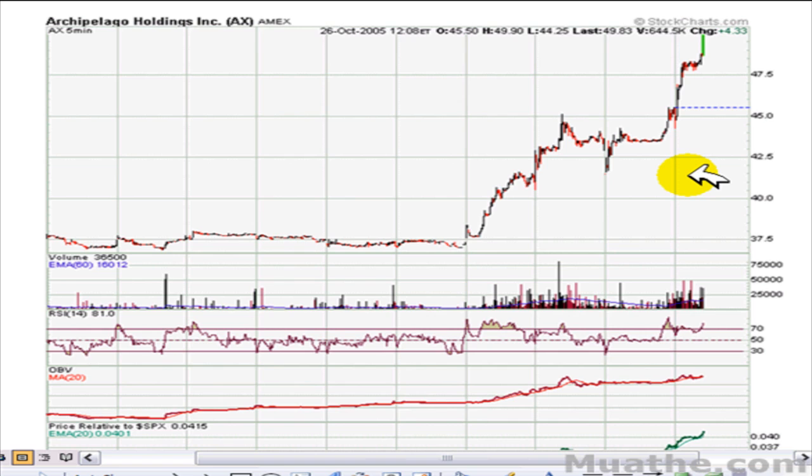Now this is the one from a prior chart. Again, you see a strong close above 68, and then again the stock continues a rally, moving from around 45 to as high as 49.90. Good move.